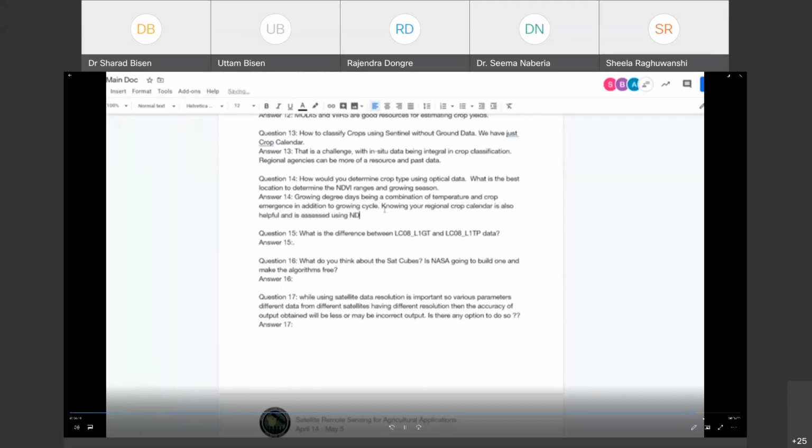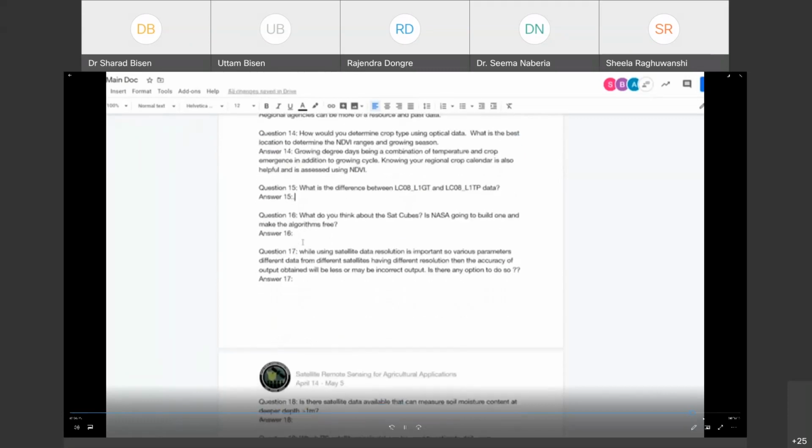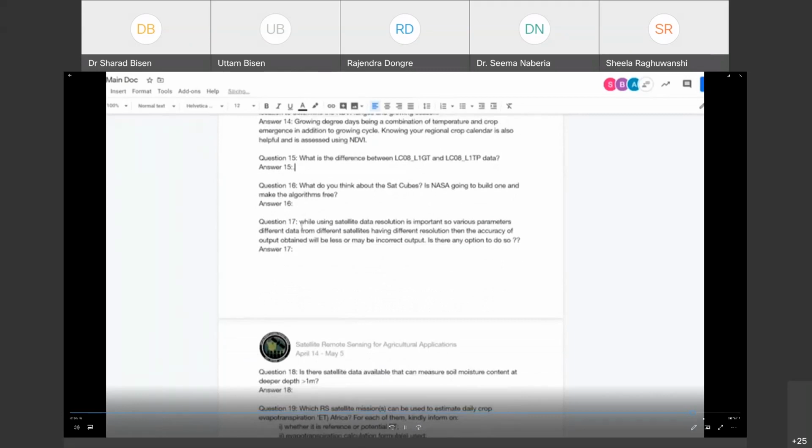So question 15, what is the difference between the Landsat 8 L1 GT and Landsat 8 L1 TP? These would both be level 1 products. And I don't know off the top of my head, so I cannot give an answer to this, but we will provide an answer before we post this to our webpage.